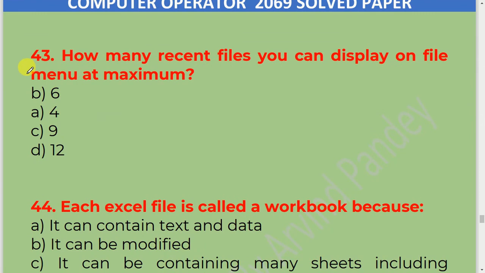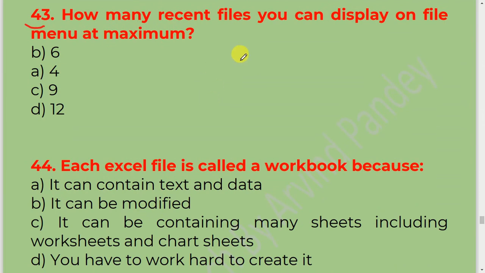Question number 43. How many recent files can you display on the file menu at maximum? Option A 4, B 6, C 9, D 12. And the correct option is option C, 9.